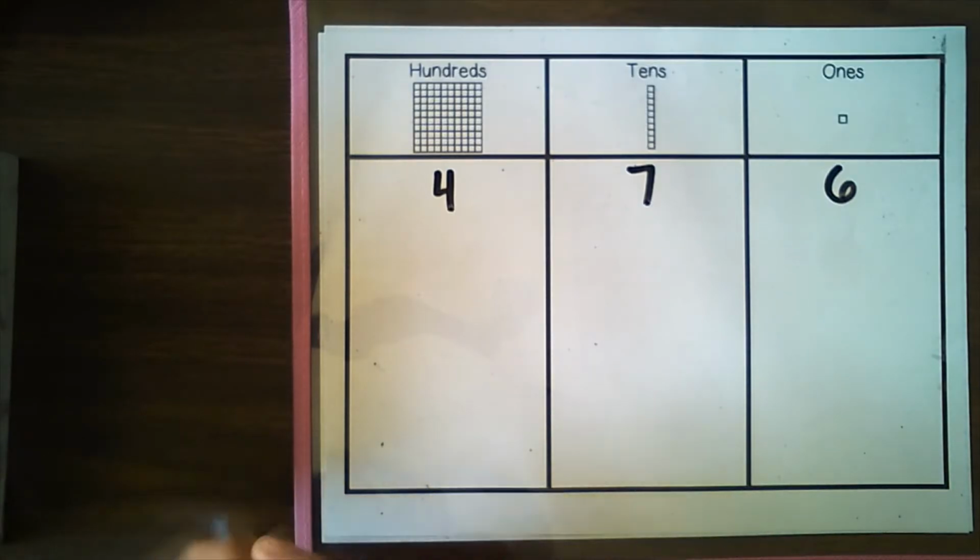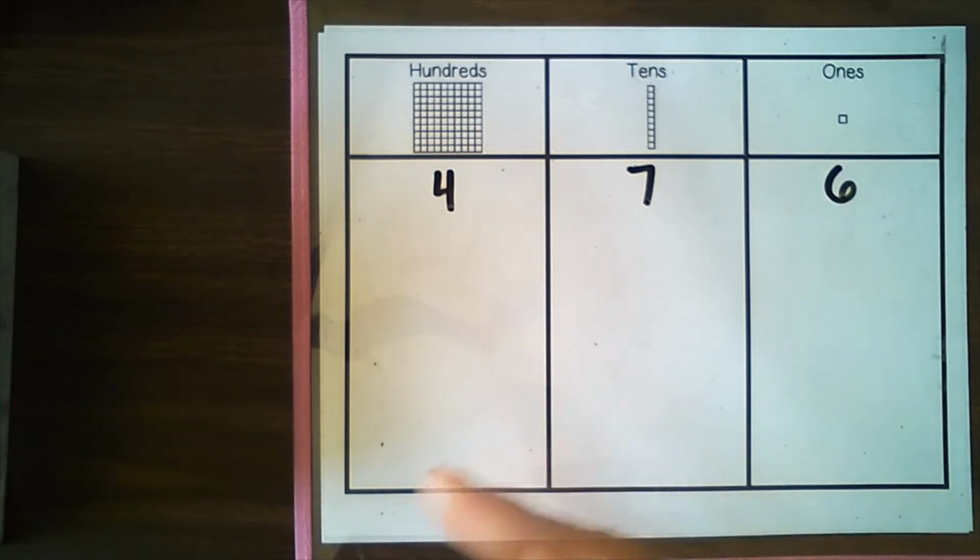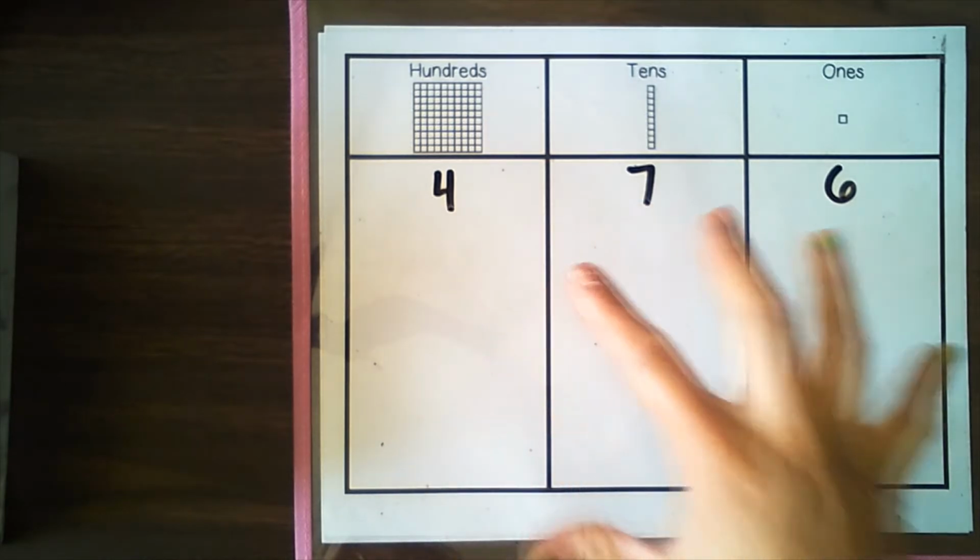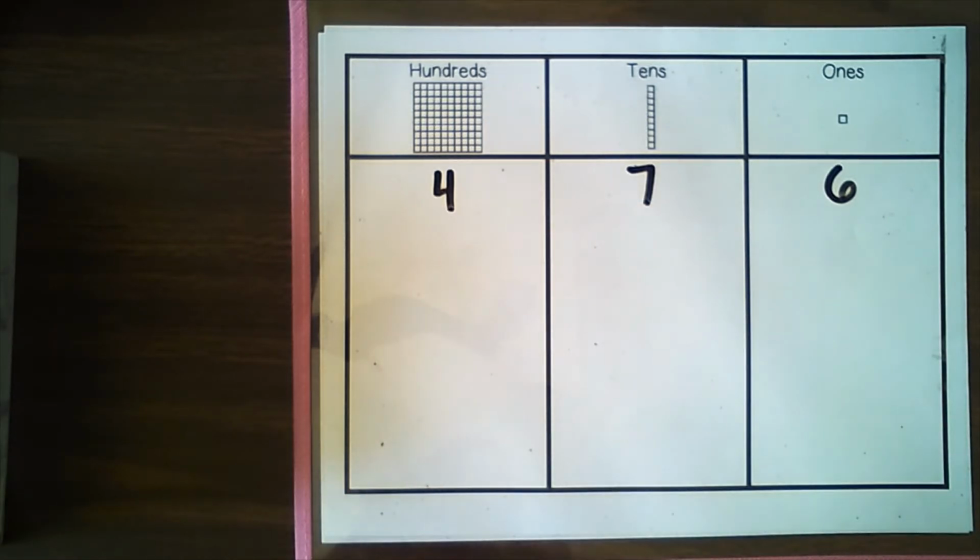Okay, my friends, now we're going to see what our number 476 looks like with base 10 blocks. Our base 10 blocks will also help us confirm our units in our number 476, okay? So let's go ahead and we're going to skip count by hundreds first to see how we can represent 476, okay?